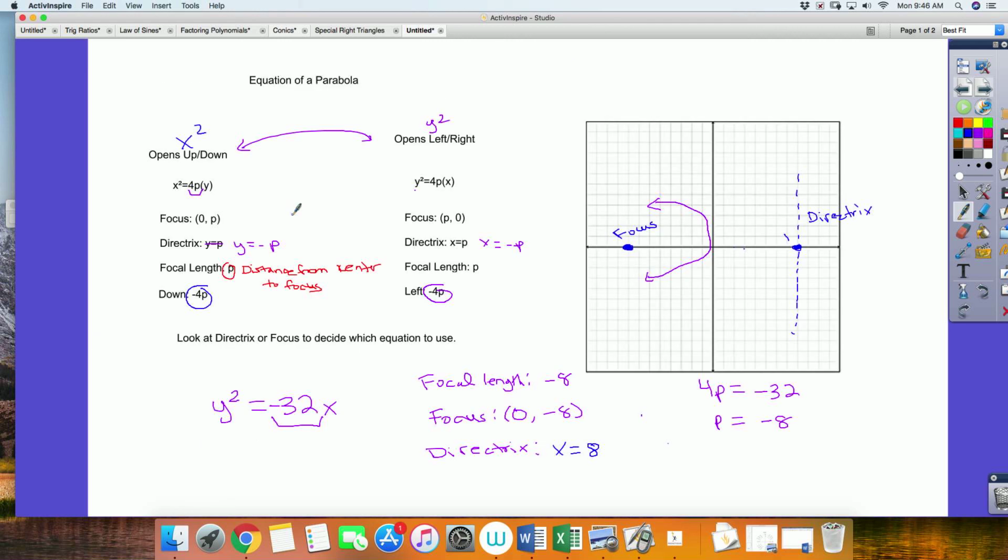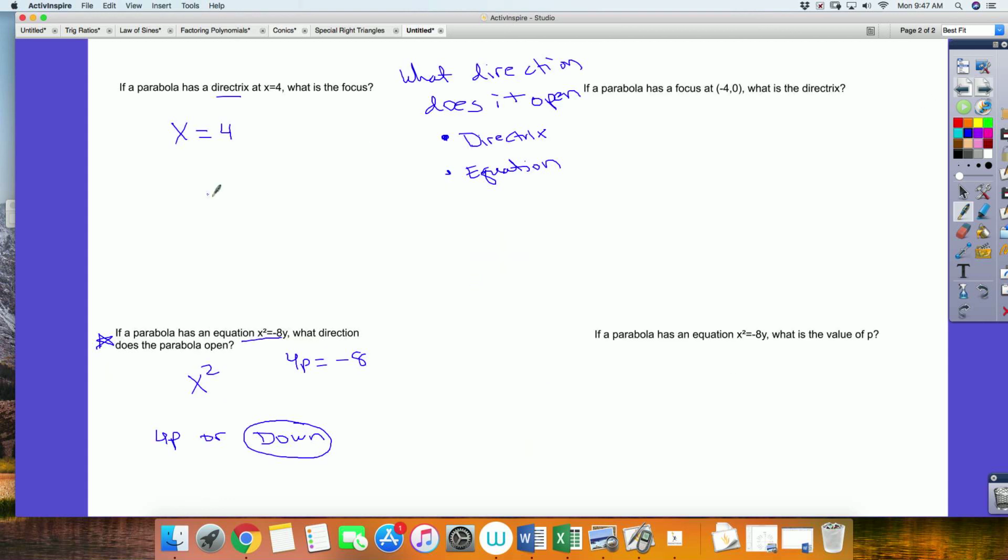So if I look on my up and down, my directrix equation is y equals. So that doesn't match. So now if I go to my left and right, I see that my directrix is x equals. So since my directrix is x equals, I know that it opens right or left.